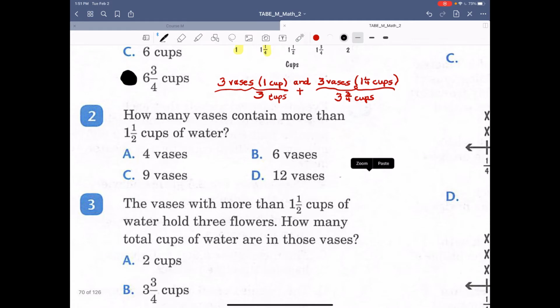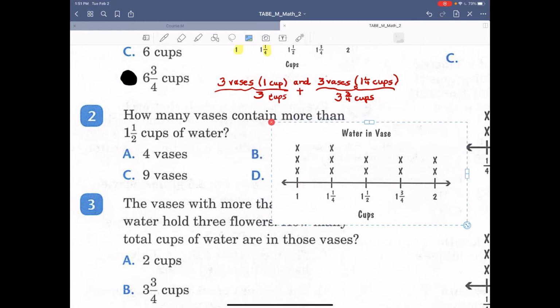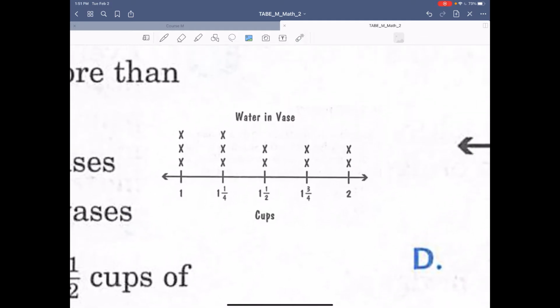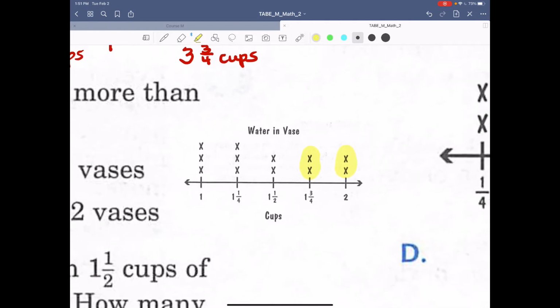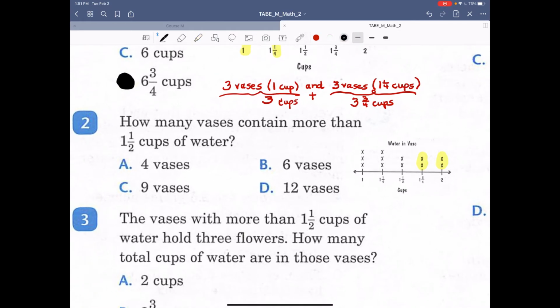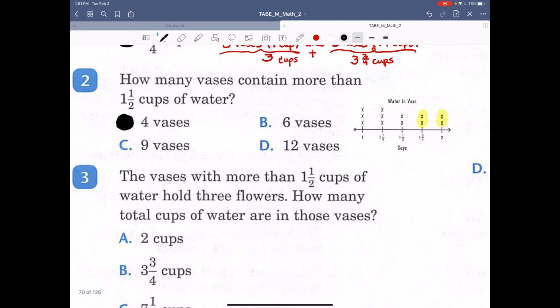Okay, number 2. Let me pull the graph in again. How many vases contain more than 1 1/2 cups of water? So that's going to be these and these. 4 vases. You just count your X's that are more than 1 1/2 cups. Number 2 is A.